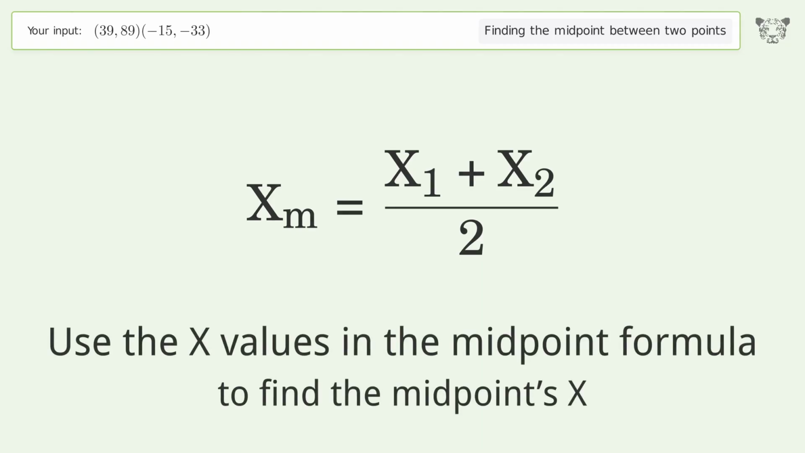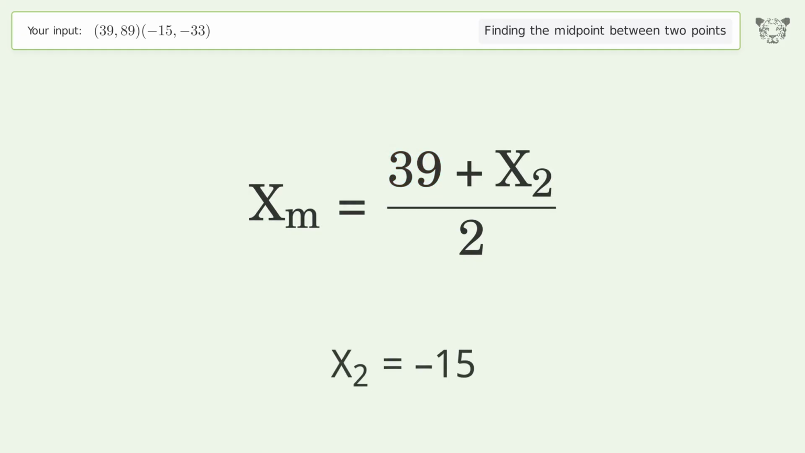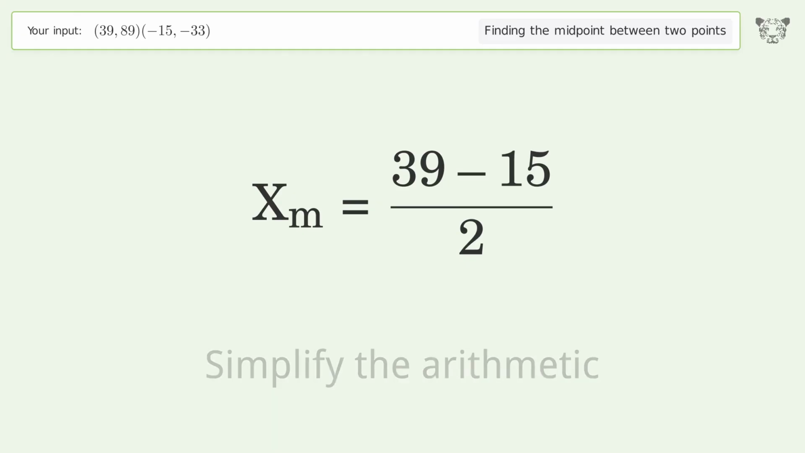Use the x values in the midpoint formula to find the midpoint's x. x1 equals 39. x2 equals negative 15. Simplify the arithmetic.